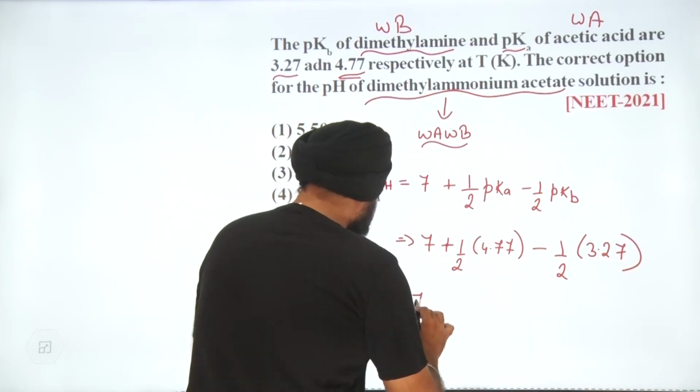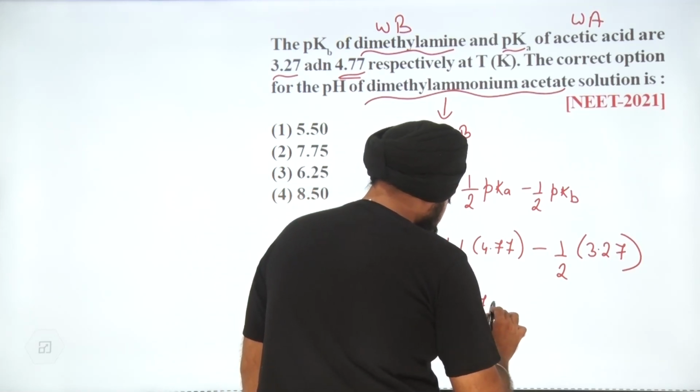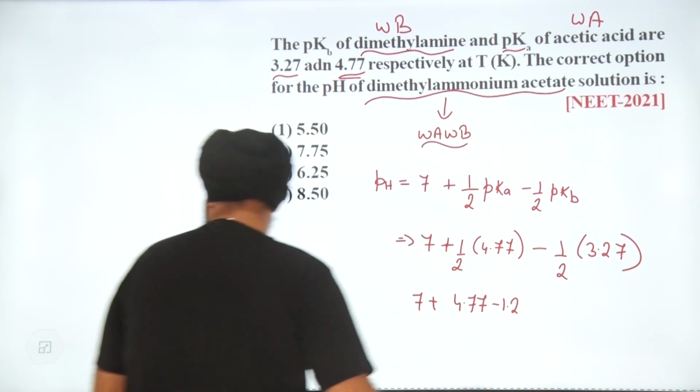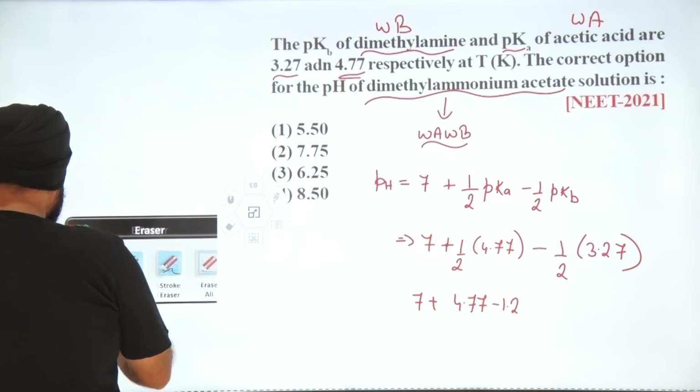All right, so this will be 7 plus 4.77 minus 3.27. This is 3.27, students. Wait a second.